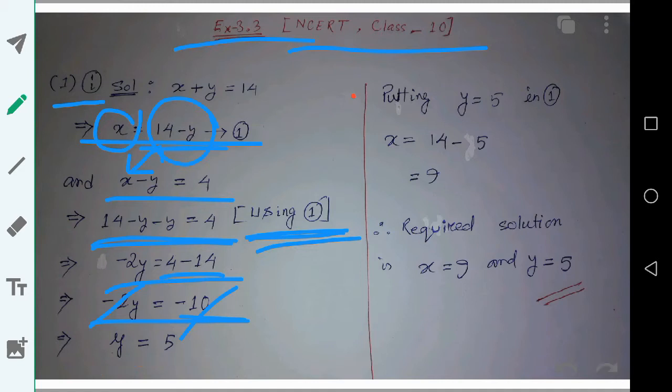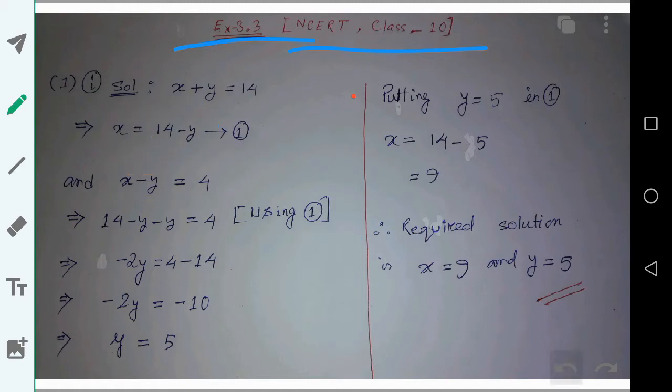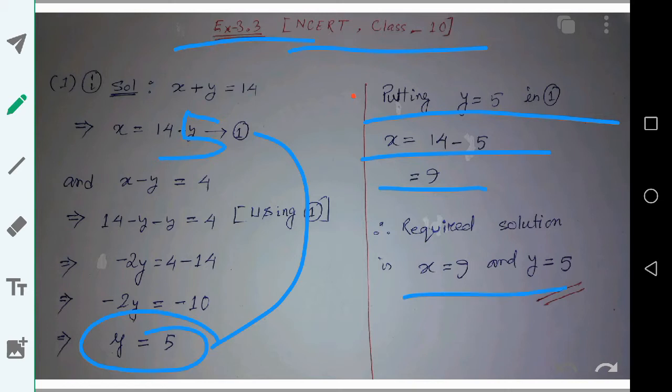Now in order to obtain the value of x, use this value in this equation. Putting y is equal to 5 in equation number 1, we get x is equal to 14 minus 5, which gives 9. So x is equal to 9, y is equal to 5. This is the required solution. That's how we can use substitution method in order to solve a pair of linear equations. You can pause the video in order to note this solution.